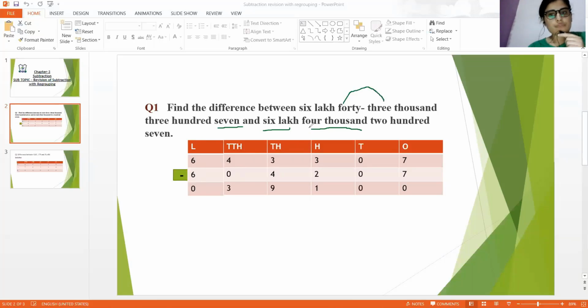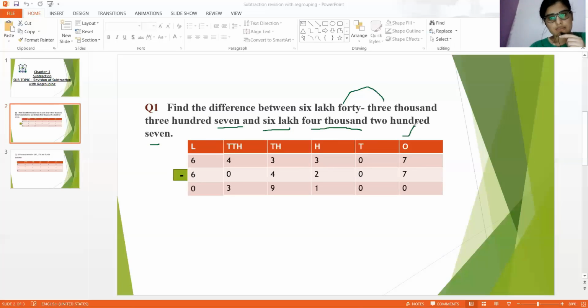After this we can see 4,000, so at thousands place we will write 4. After that, 200, that means at hundreds place we will write 2. And then 7, that means at tens place we will write 0 and at ones place we will write 7. Okay, so now start subtracting these two numbers because we need to find the difference. So how can we do this?